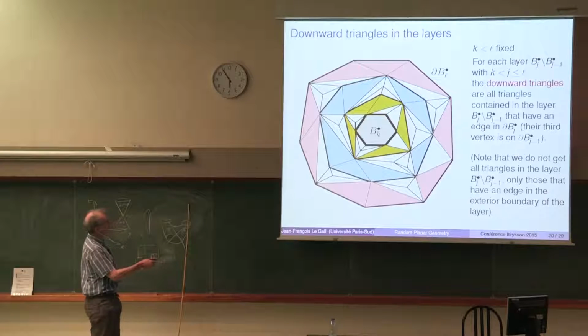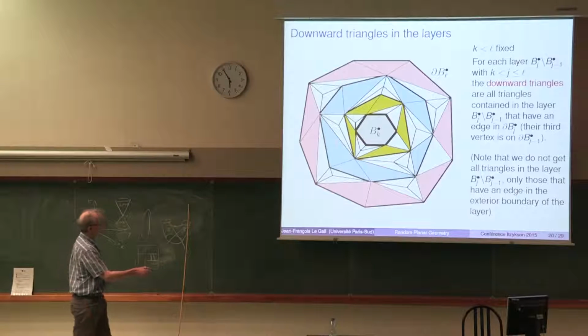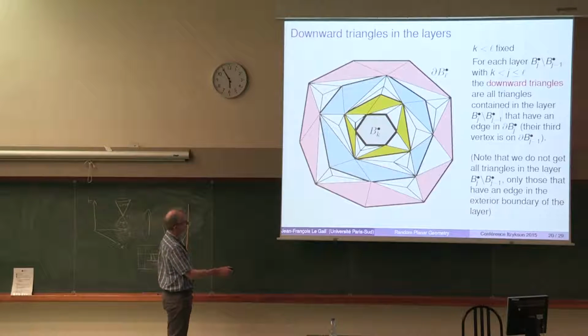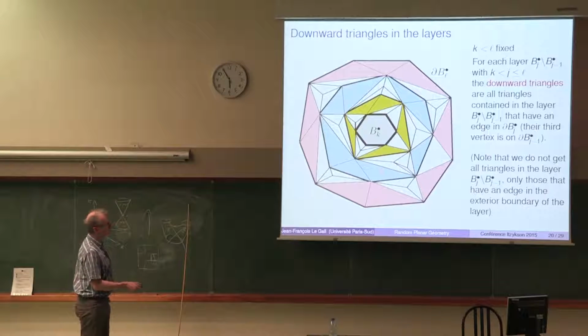Okay, so for instance, let's take the last layer, the pink layer here. What I have done, I have kept the triangles that are incident to one edge of the exterior boundary. Okay? All these triangles here. So I color them in pink here. Okay? Then at the next stage, for the next layer, I keep the blue triangles here. Okay. So in this way, you don't get, of course, all triangles in the layers. Okay? There are missing triangles, which are there in white. Okay? So we get only the triangles in the layer that have an edge in the exterior boundary.